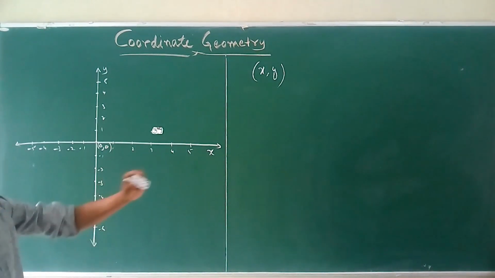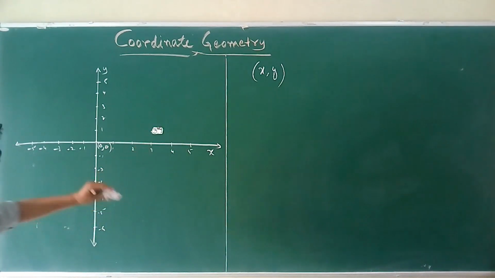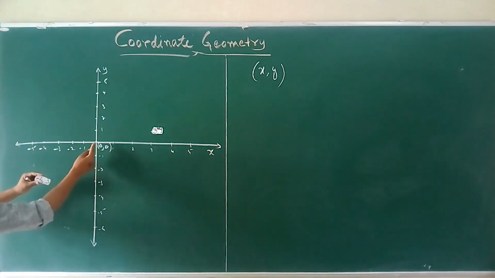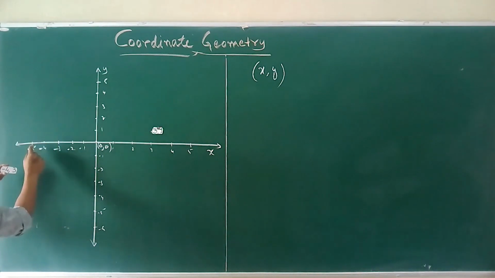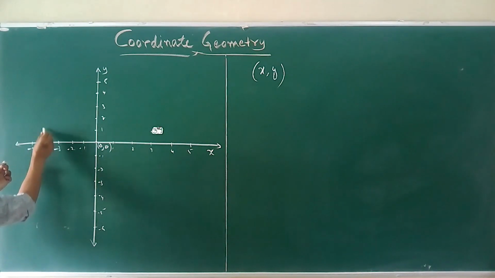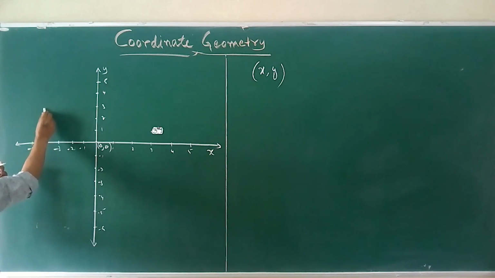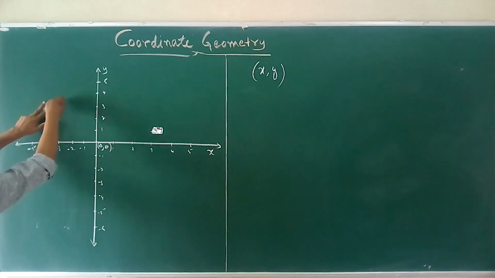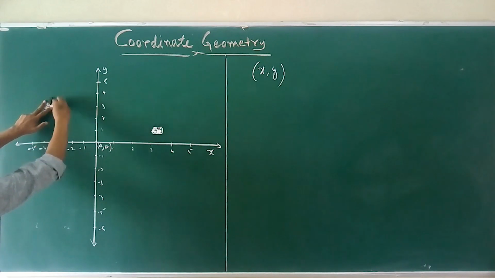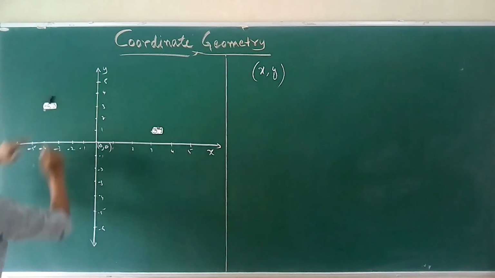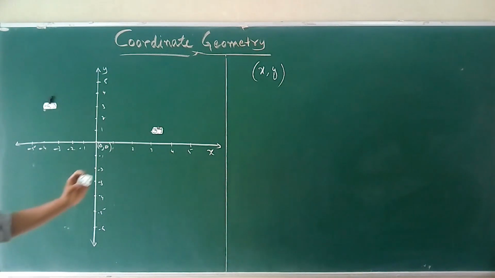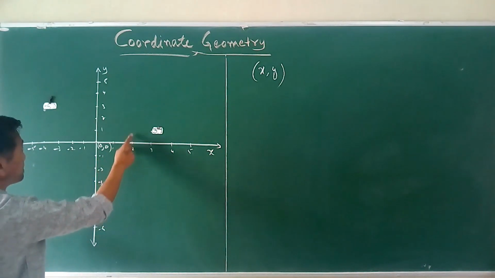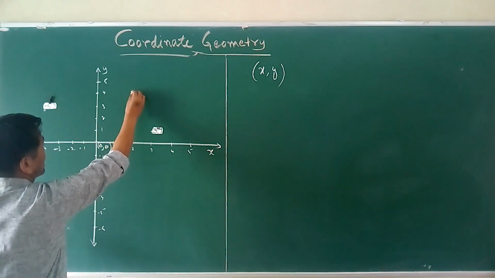Now, negative 4 and 3. The x value is negative 4 and the y value 3 is positive. So this point is negative 4 and 3. Next is the point 2 and 4.